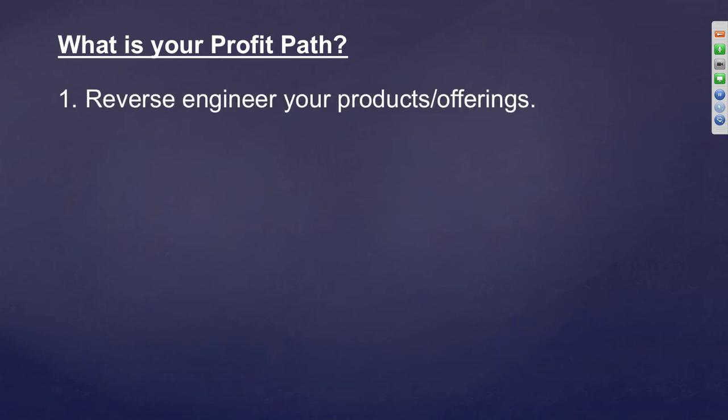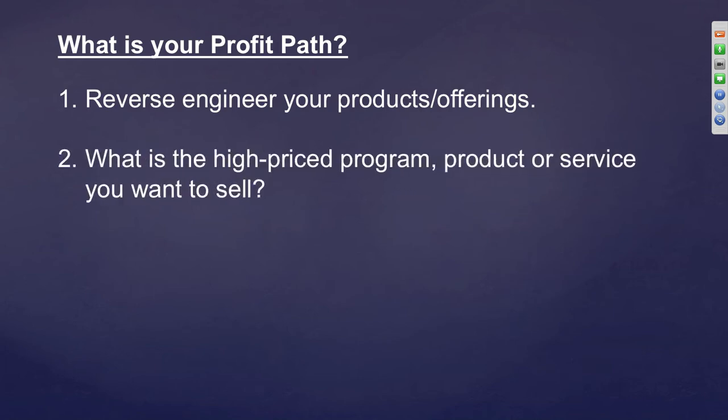So number one, reverse engineer your products and offerings. Exactly what I just told you. When you're building your free offer, you're not just thinking about what does my client want? You're thinking about what's my high-priced program that I'm going to eventually get them to. And then you're going to take a little tiny piece of that out, and that's what your free offer is going to start with. You're going to build from your most expensive product up to your free offer.